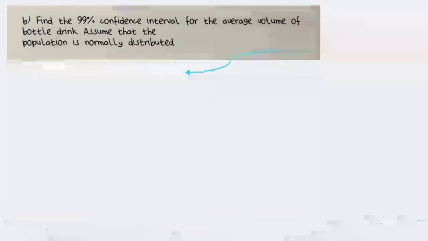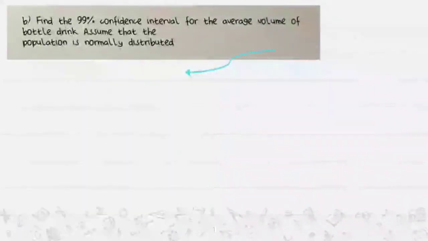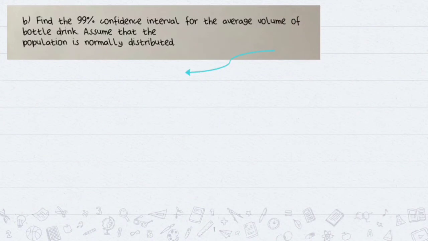Hi, my name is Shazlinda binti Abdul Salam. I will present question B. For question B, we need to find the 99% confidence interval for the average volume of bottled drink. For this question, we can use the T distribution. Why do we use the T distribution? Because we have n less than 30 and the population variance is unknown.